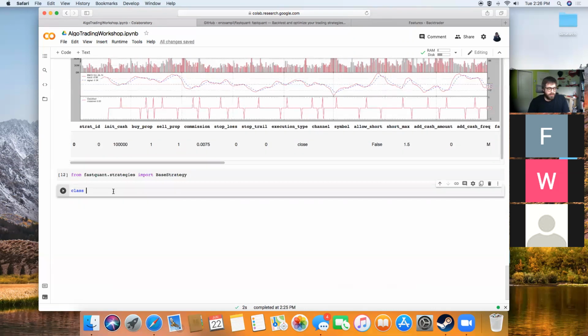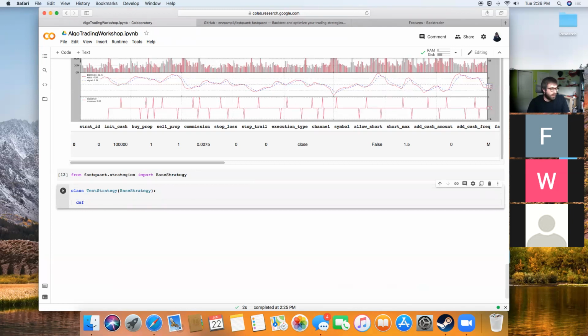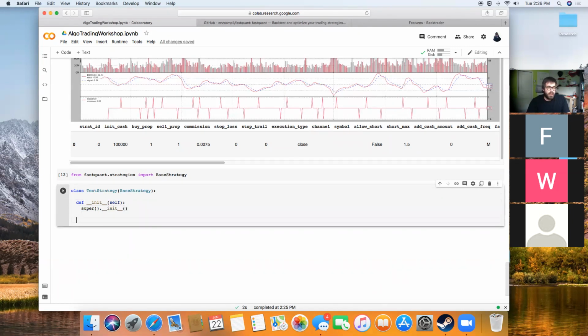Yeah, so let me show you, let's do a simple example. So that's strategy. And first we're going to inherit from base strategy. So this is how you inherit in Python. And we'll define the init function. And you need to call the init function of the super, which is the base strategy initialization function. And then you define whatever you want.